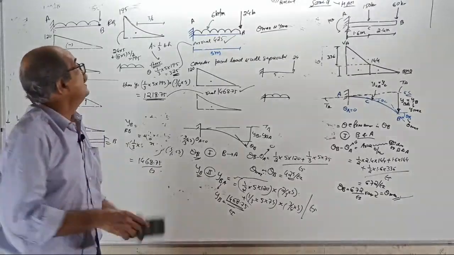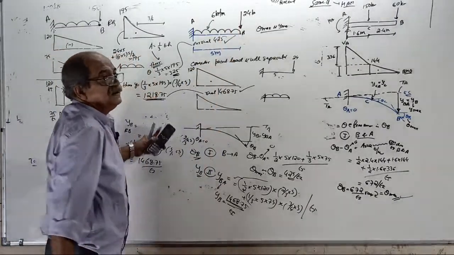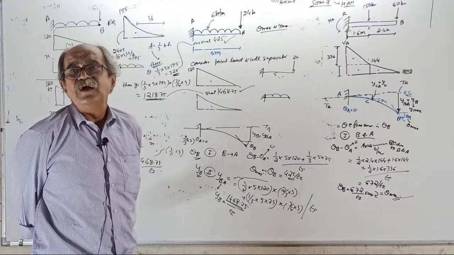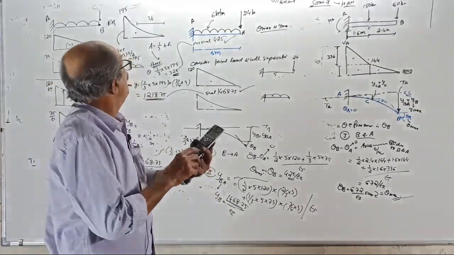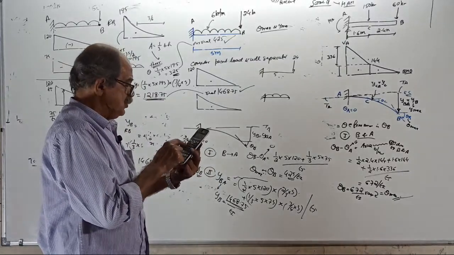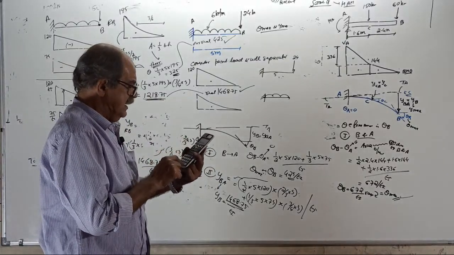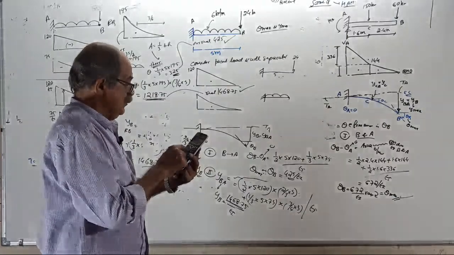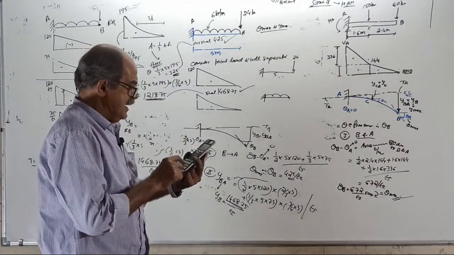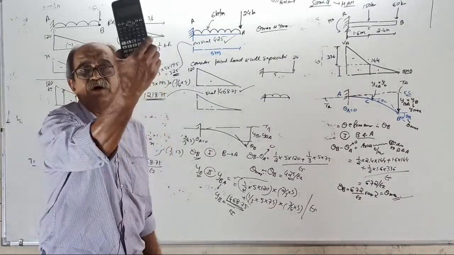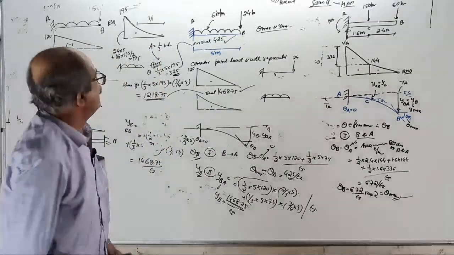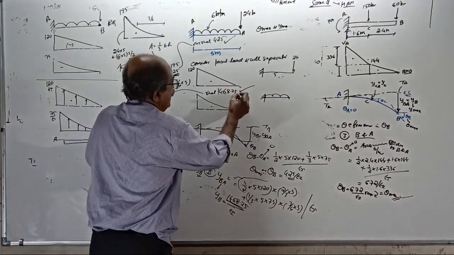And deflection for point load, WL cube by 3EI. For UDL, WL power 4 by 8EI. I will check it. 24 into 5 cube divided by 3EI plus 6 into 5 power 4 divided by 8EI. My calculator is showing 1468.75. And that is the answer we got by this method.